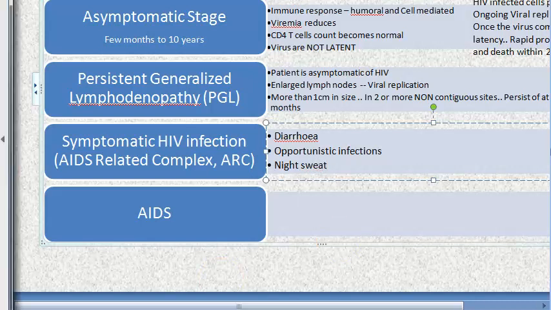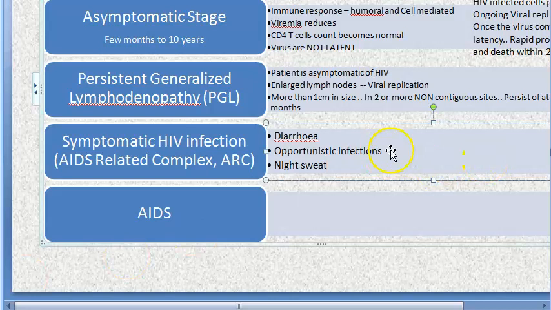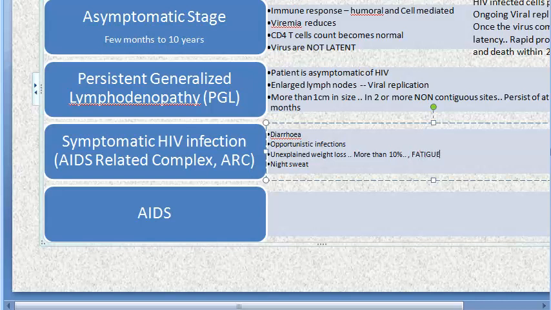Then what did you read? Go back and check that. We explained unexplained weight loss, more than 10%. They didn't explain the duration, but okay. Night sweat, fatigue, all that you should write. Fatigue. Okay.